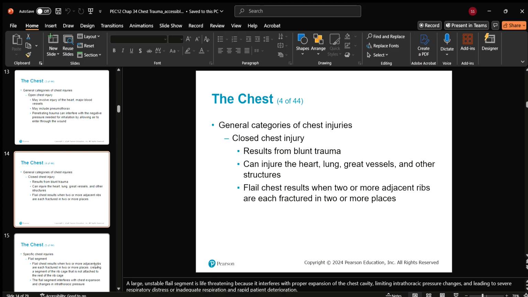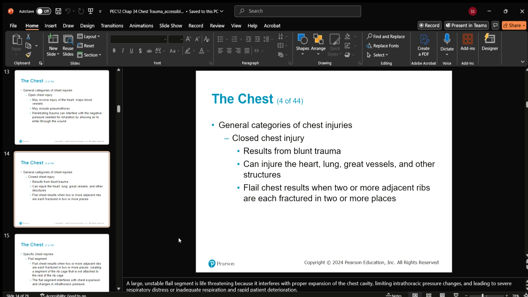So that sudden deceleration can cause a shearing of the tissue, the organs, or these vessels that we're talking about here, and they can be damaged just by the act of a sudden deceleration.